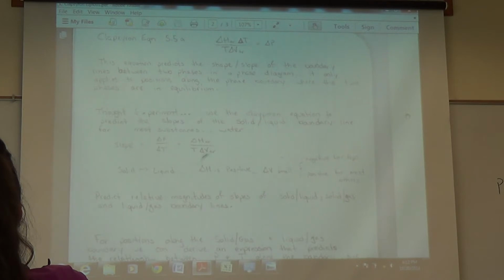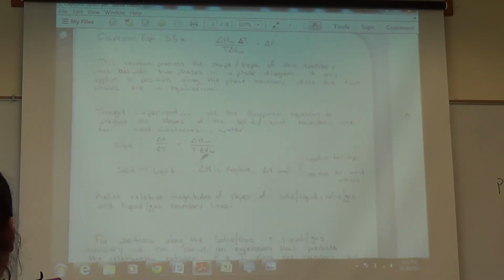So if we're talking about fusion and solids going to liquid, what's the sign of delta H here? Does a system have to take energy on or lose energy to go from the solid phase to liquid? It has to take energy on. And if something is gaining energy, we call the delta H positive, right? If it's losing energy, we call it negative. So delta H is positive.